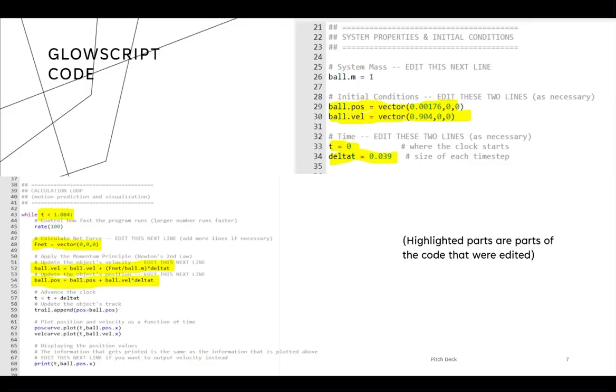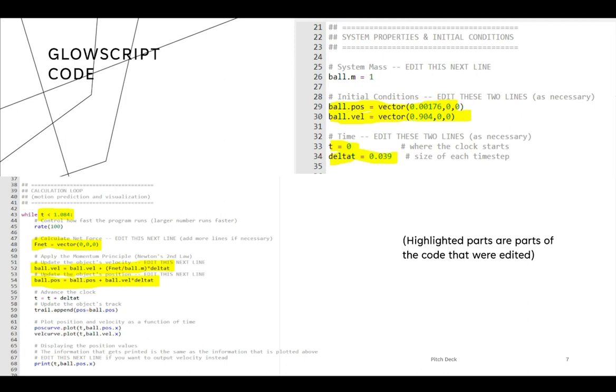And this is the GlowScript code that I edited in order to make the computational model. The highlighted parts are parts of the code that was edited from the original starter code. To start, the initial conditions were changed. The ball position vector I changed to have the initial position that Tracker recorded. And the ball velocity I recorded by calculating, which I'll show in the next step. In addition, the time started at 0, and as I said before, the delta t is 0.039 seconds.